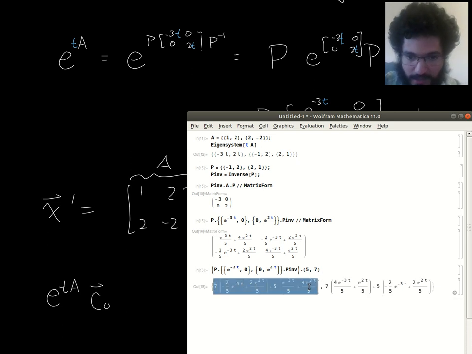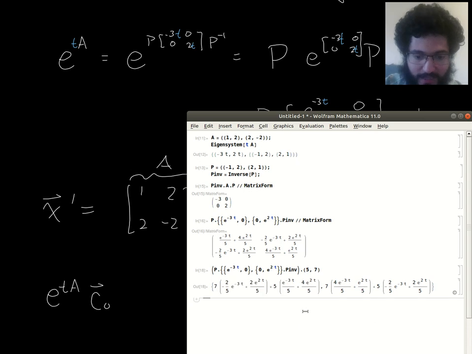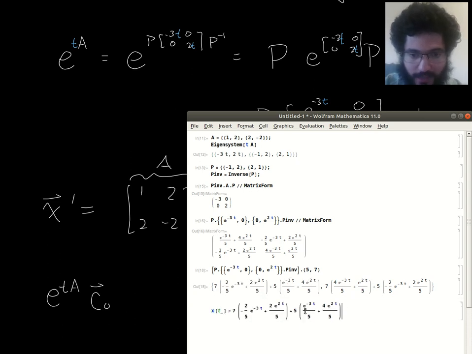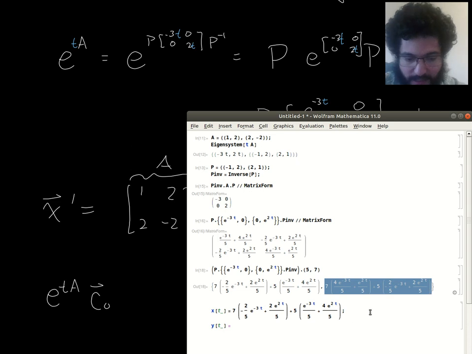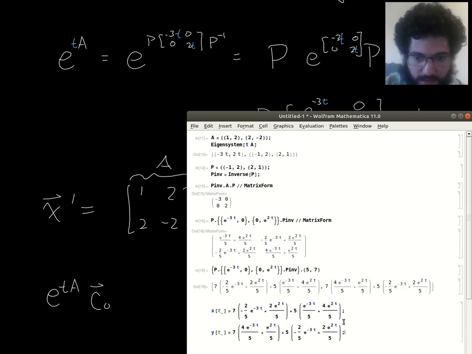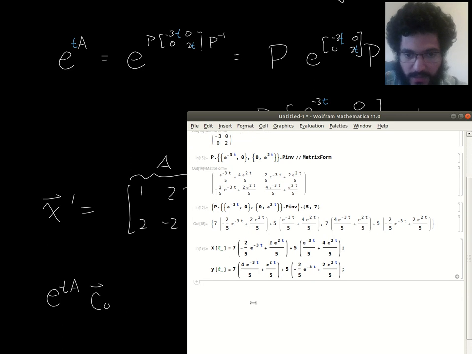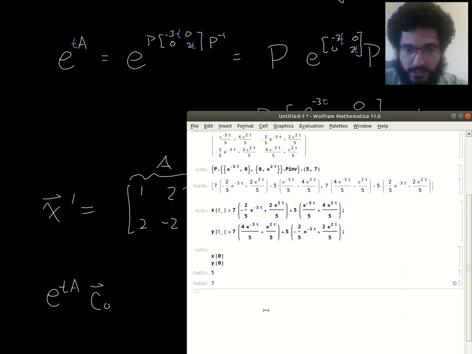So let me just convince you, at least in Mathematica, that that works, and that'll also be a check for my own work. So let's define x of t and y of t like this. And then hopefully, first of all, we should have x of 0 be 5 and y of 0 be 7. Yep, x of 0 is 5 and y of 0 is 7, so initial condition satisfied.